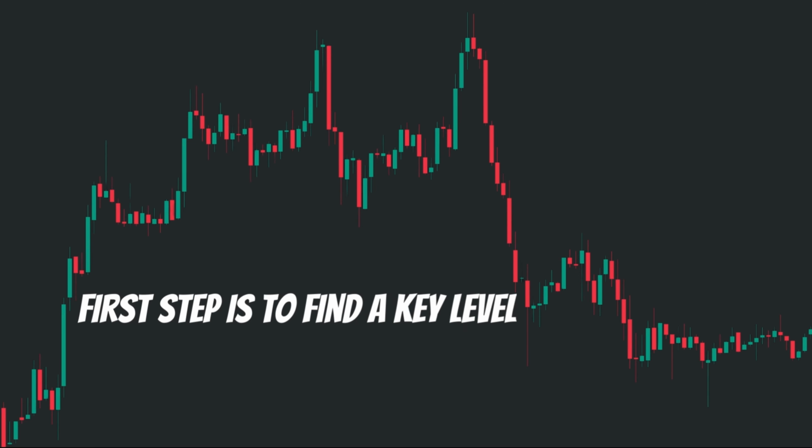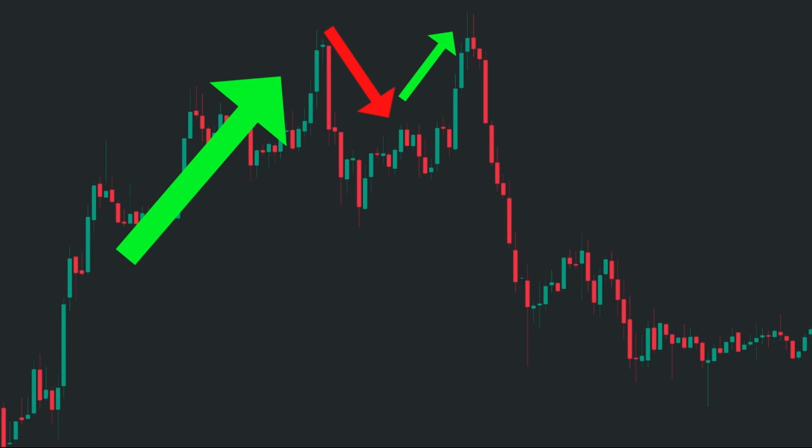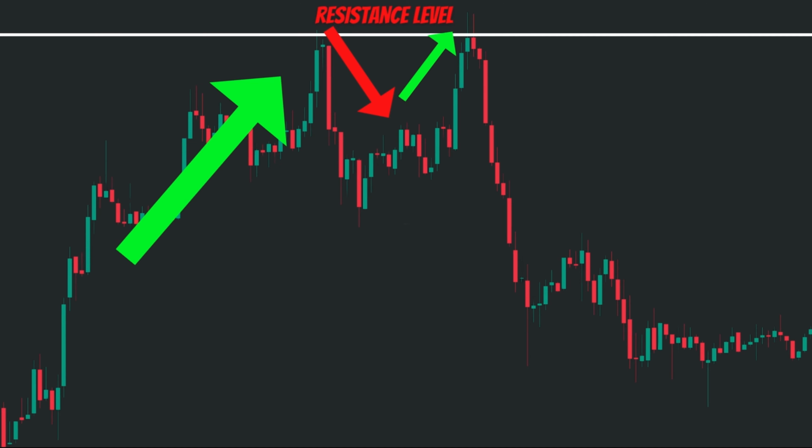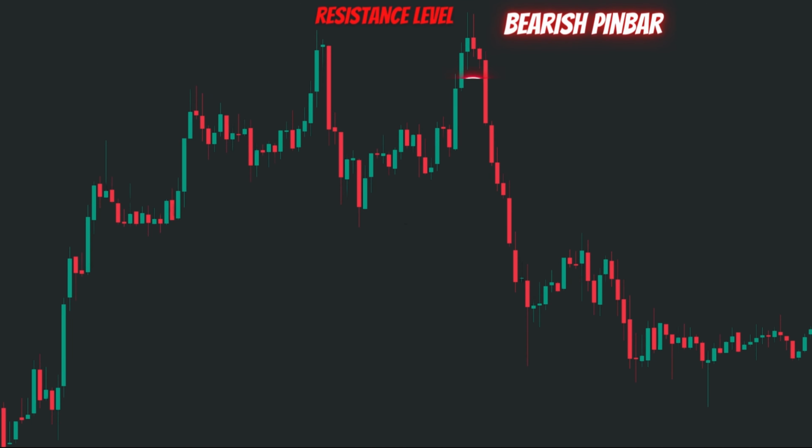First step is to find a key level. Here the arrow shows that the price went upwards and then started moving down, which created a top for us. And then the price started moving up again. Draw a line from where the price went down and keep an eye on this level. But don't take a trade until a pin bar is formed at this resistance level. Once a pin bar is formed, this gives you entry.